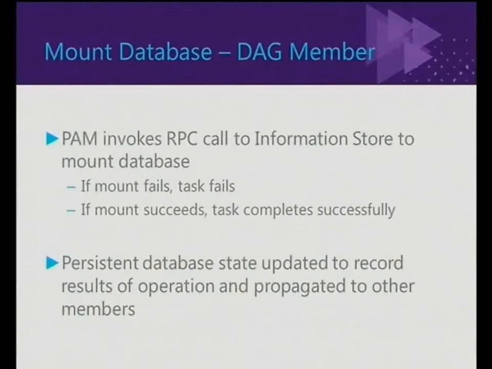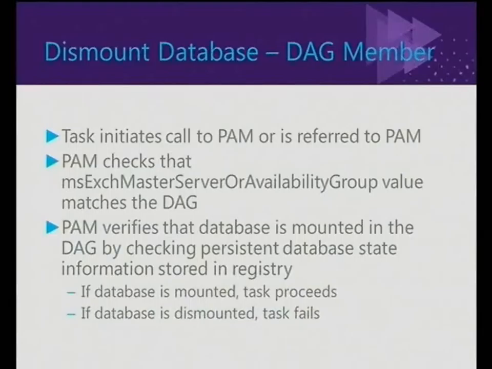Then, once it agrees that it is, the PAM itself is reaching out via RPC to the information store. Maybe it's the local store, maybe it's a remote store, it could be either, both are valid. But either way, it's RPC traffic over there, and it will ask the store to do the mount. Once the mount succeeds, assuming it does, then we'll update that persistent information inside the cluster database and replicate it around again. Okay, pretty straightforward stuff, but it's interesting to see what's going on.